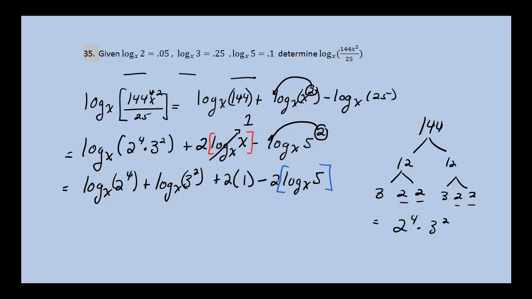I don't have to work with this guy anymore or mess with him anymore. So now this will equal, I'm going to bring my 4 exponent out as a coefficient. So I'm going to have 4 log base x of 2. Notice log base x of 2 again, plus 2 log base x of 3. And I'm happy with that. 2 times 1 just gives me a value of 2, minus 2 times log base x of 5.